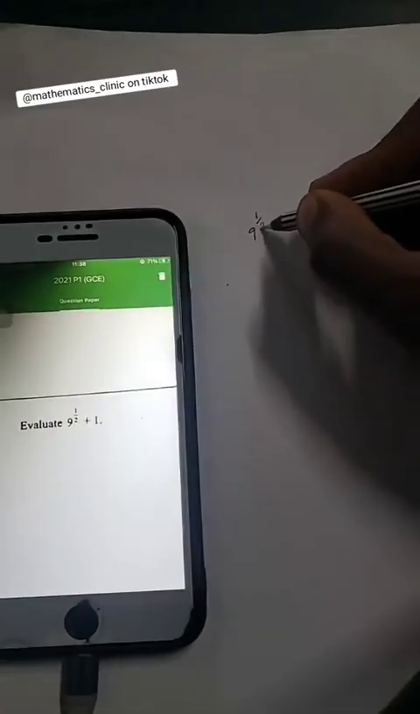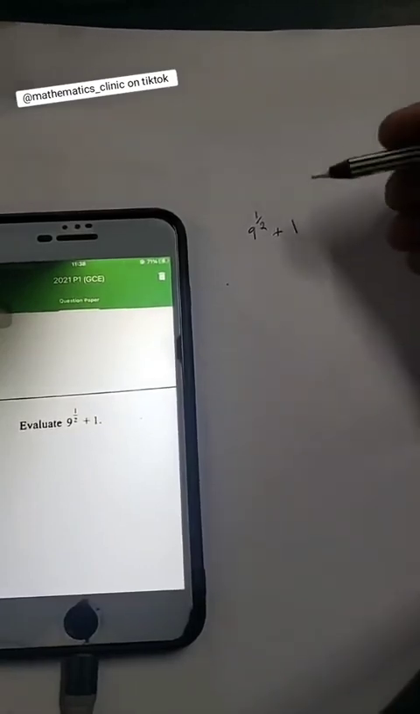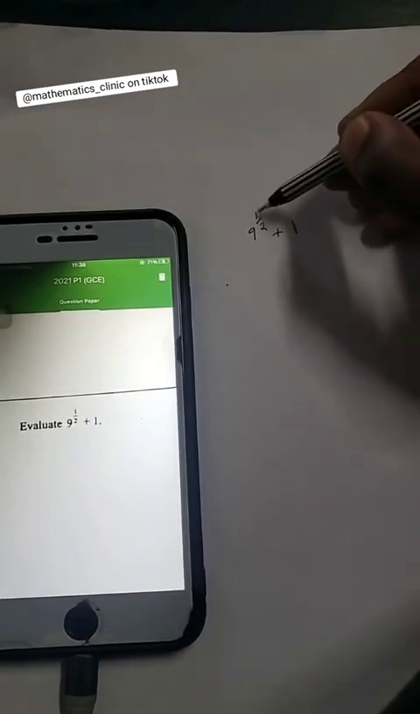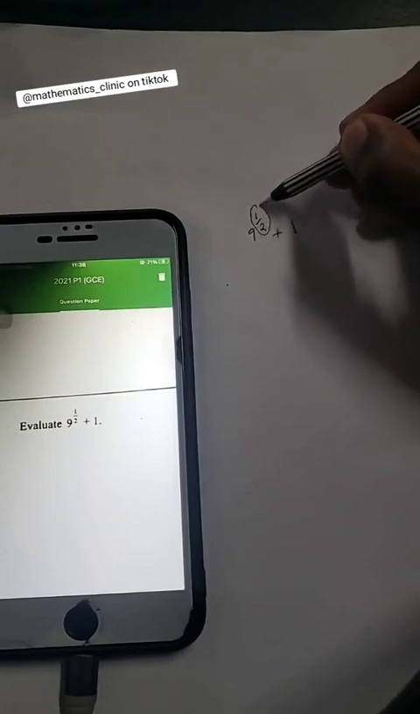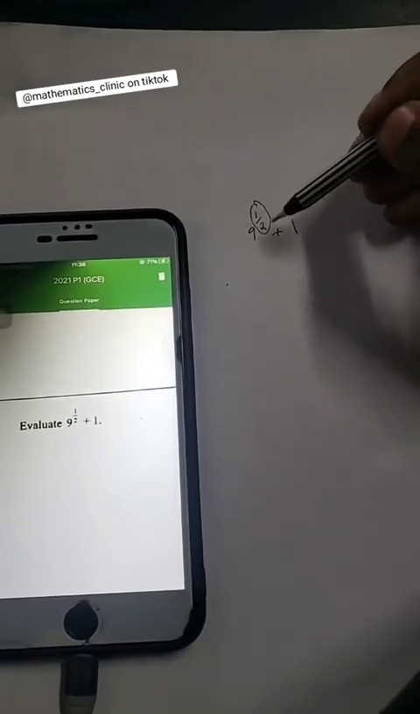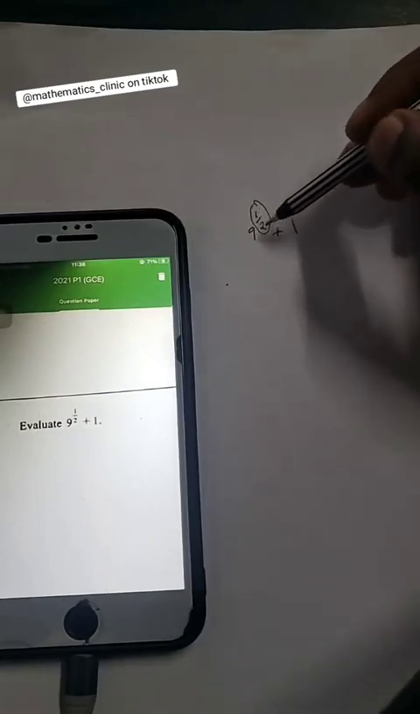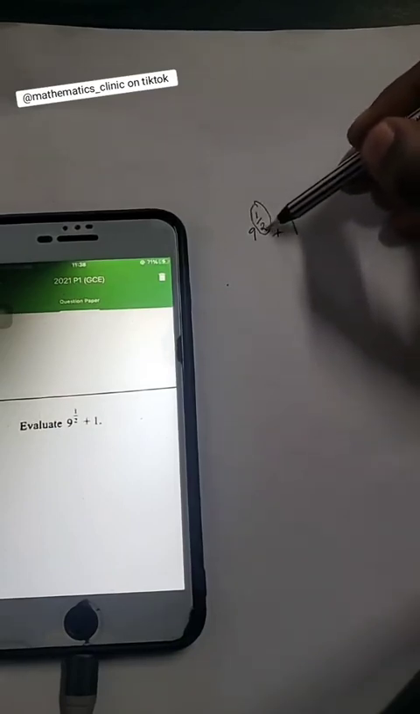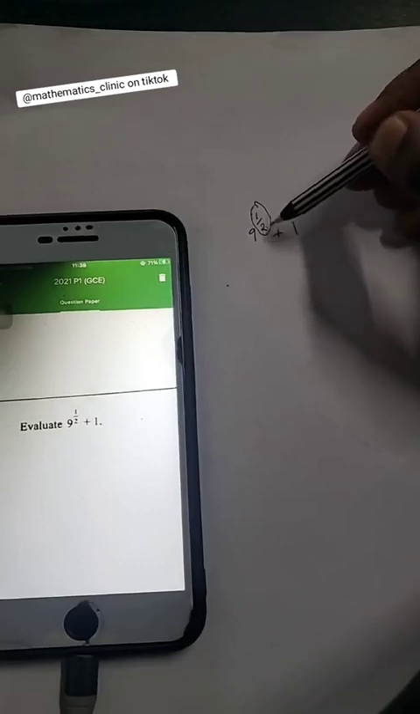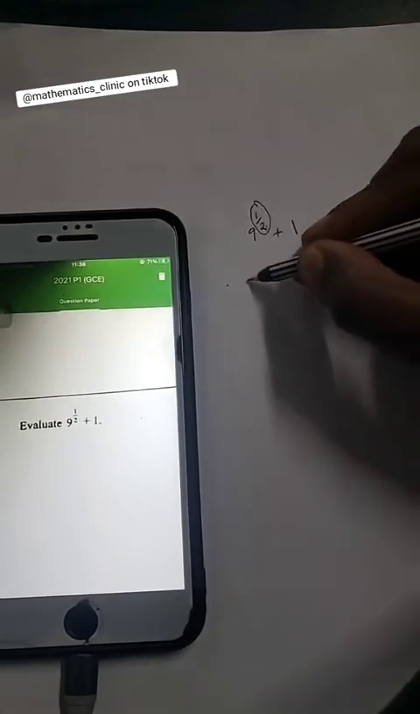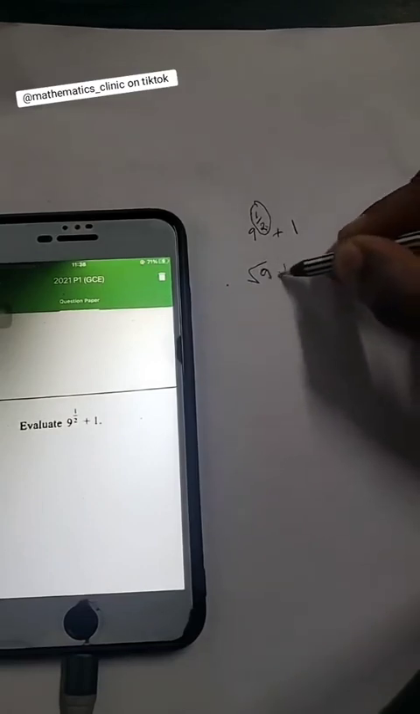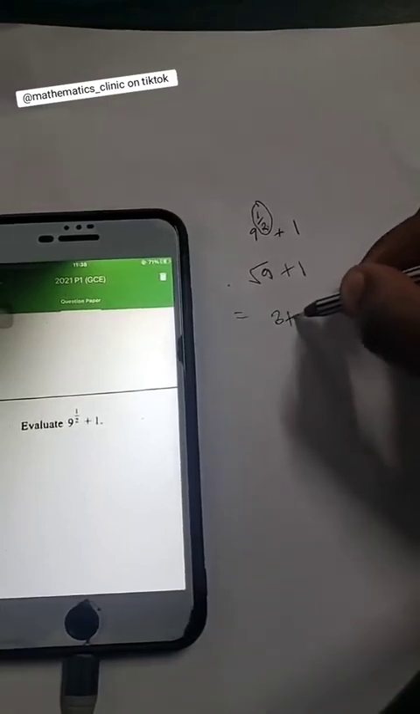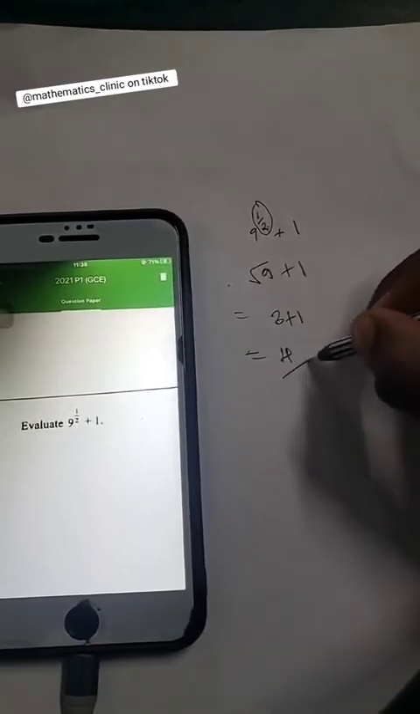9 to the power half plus 1. So what is 9 to the power half? As long as your power is a fraction, look at the denominator. If the denominator is 2, you square root. If it is 3, you cube root. If it is 4, you take the fourth root. Since the denominator is 2, we are going to square root. We say the square root of 9 plus 1. What is the square root of 9? It's 3. So we have 3 plus 1, and our answer is 4.